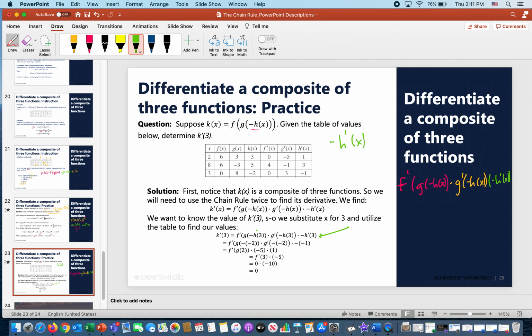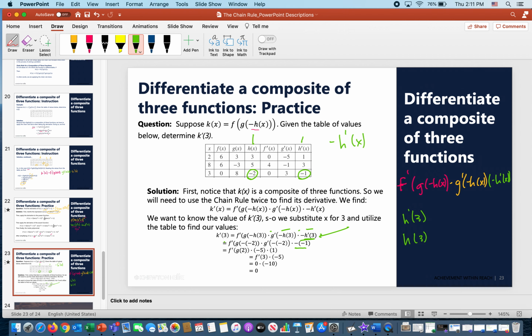F prime of g of negative h of 3 times g prime of negative h of 3 times negative h prime of 3. Again, we're using our table to get these values. So I like to start on the outside right here. H prime of 3, here's h prime, and at 3 it is negative 1. But notice there's a negative out front, right? So there's the negative 1. Then I'm going to do h of 3. So h of 3 is negative 2, but there's also a negative out in front of it. So I've got g prime of negative 2.